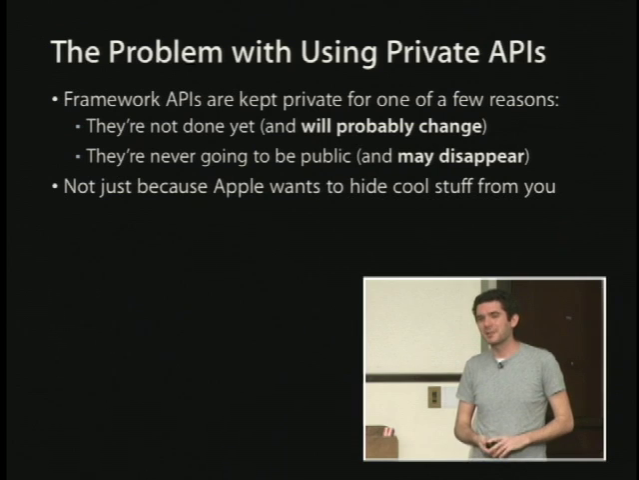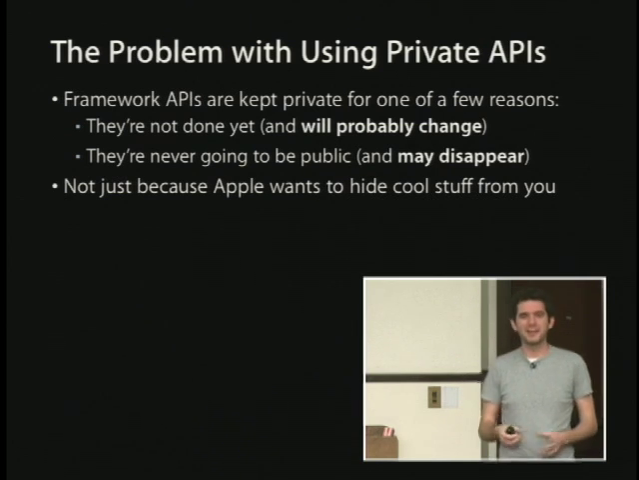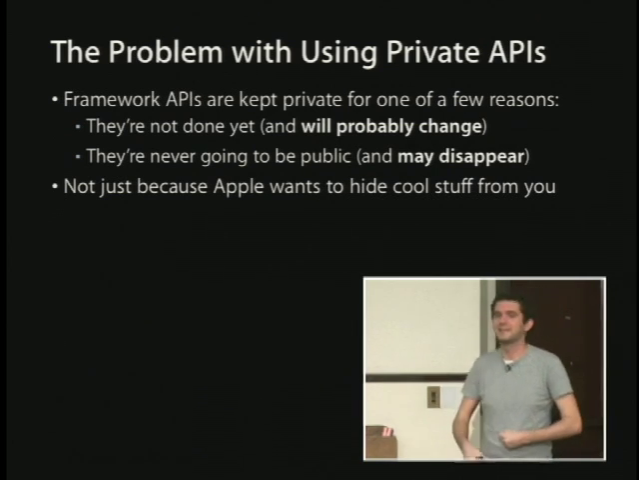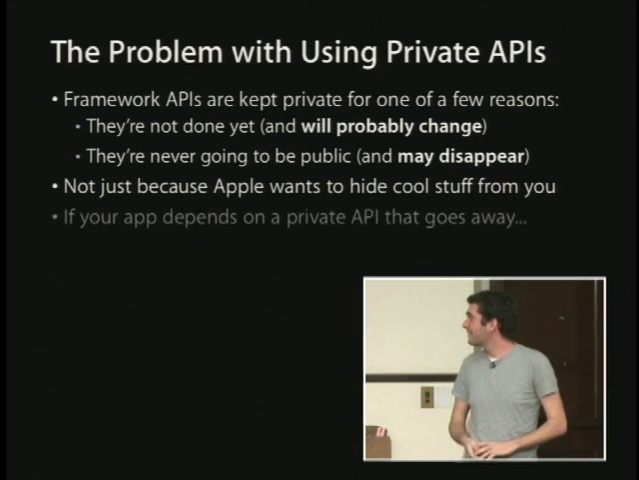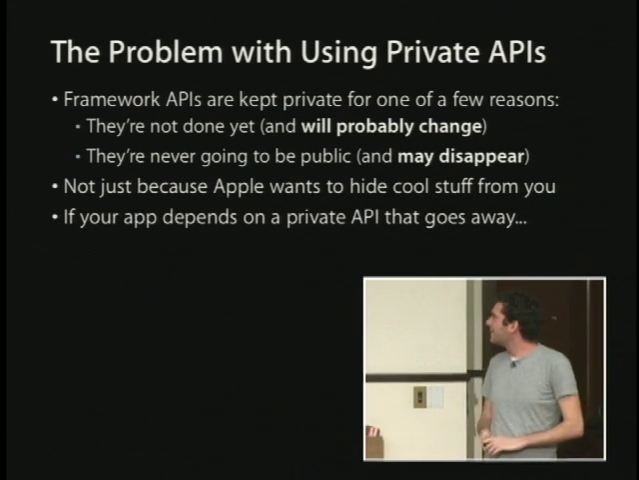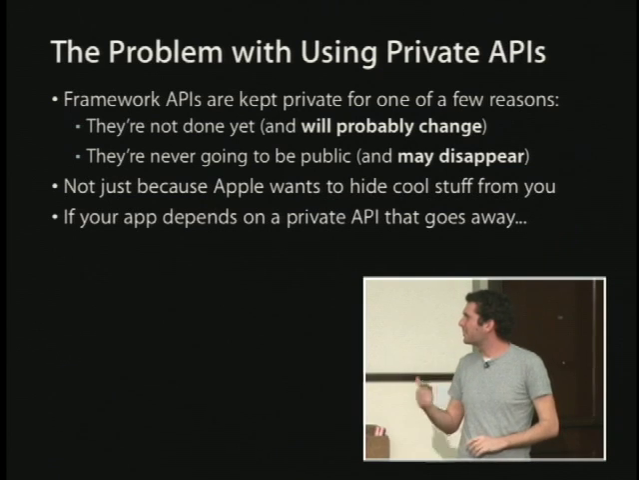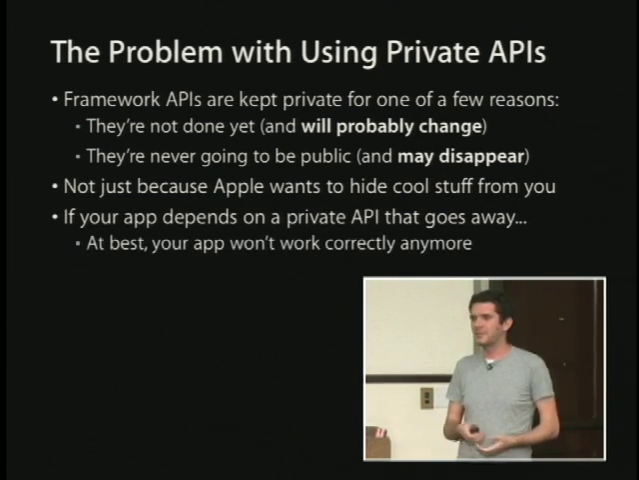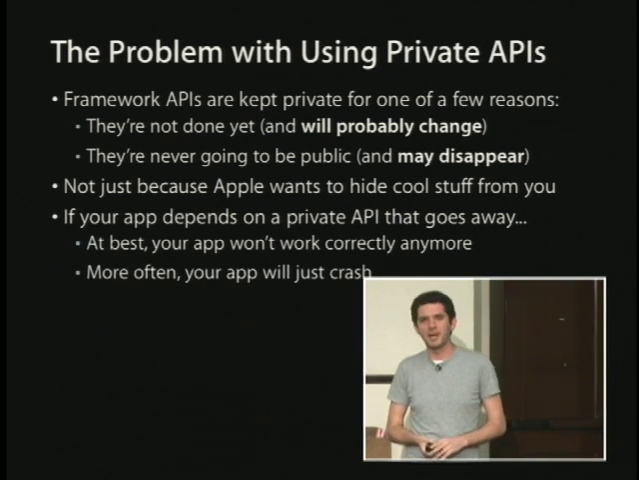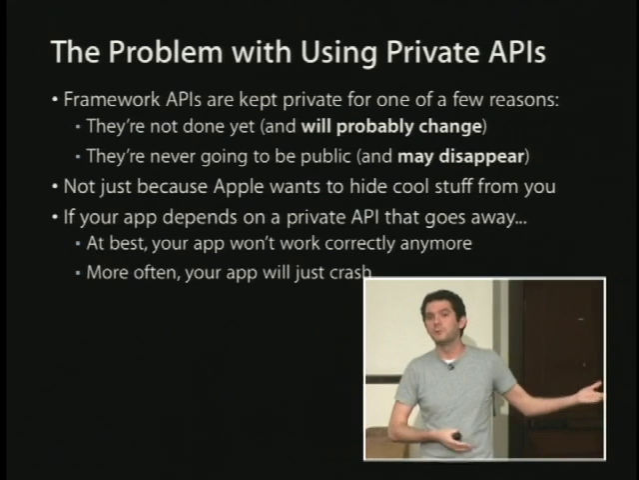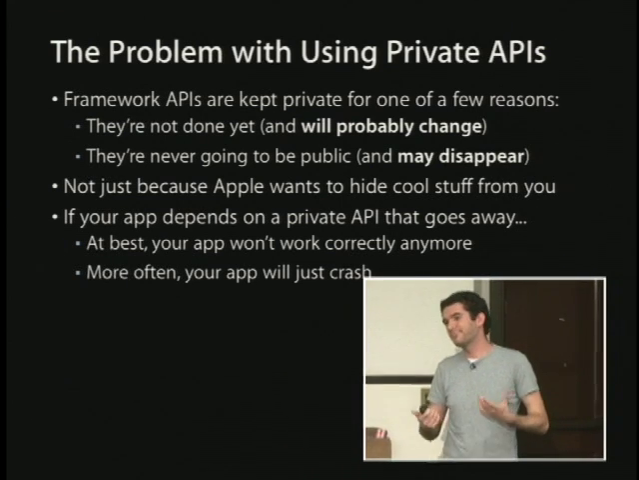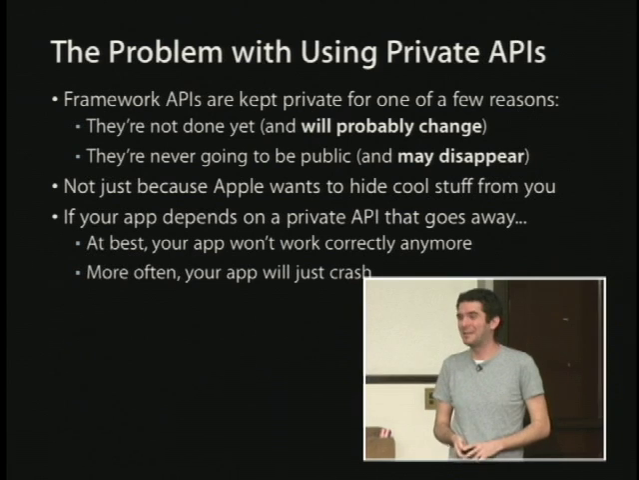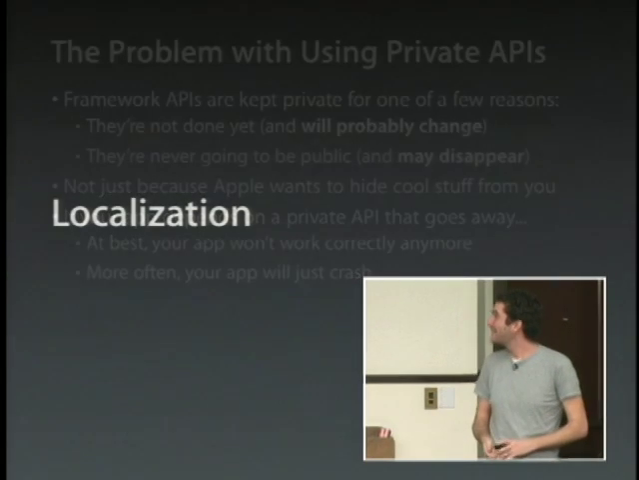It's not just because we're trying to hide stuff. We're not quite that big of jerks where we've got the coolest thing and we're not sharing it with anyone. Sometimes, but not always. If your app depends on private APIs that go away, the best case is that it's just going to stop working correctly. More likely is that your app's going to crash, especially if you're calling a method that we just remove. Don't do it. The next software update is going to break your app.